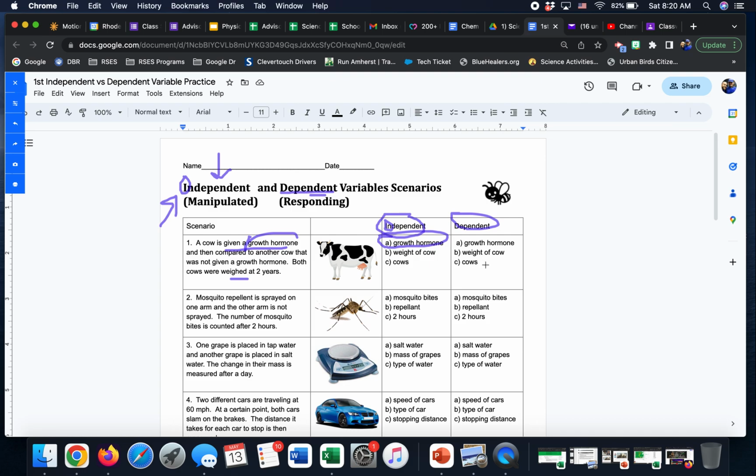How do we find the dependent variable? We said that's the thing that I would measure in the experiment, or I'm trying to solve for or find. Well, in this case, what am I measuring? I'm measuring the cow's weight, so that would be the dependent variable.